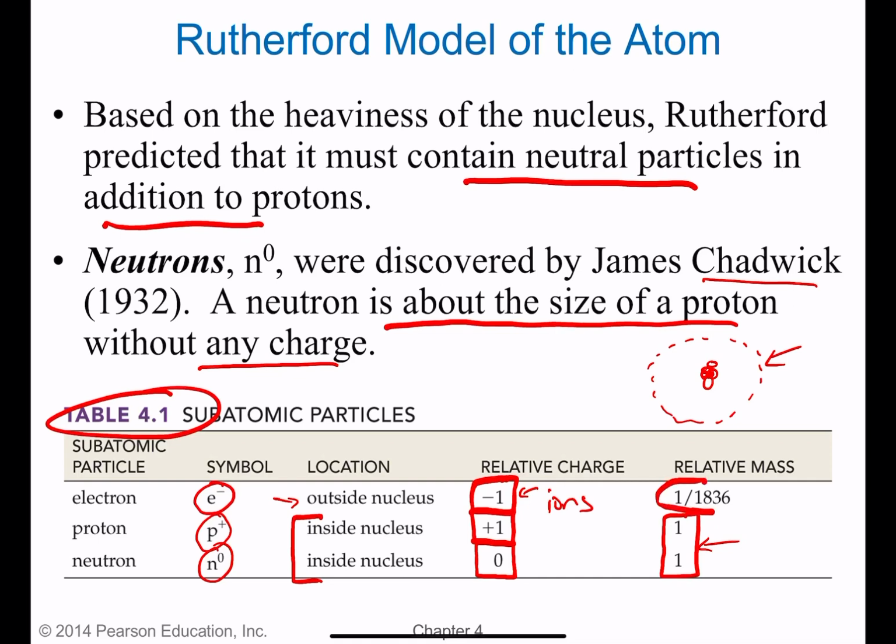Meanwhile, electrons are incredibly tiny compared to the proton and the neutron. So if we wanted to try to figure out the mass of the atom, we're pretty much not even going to worry about the mass of the electrons because they're so incredibly tiny in comparison.